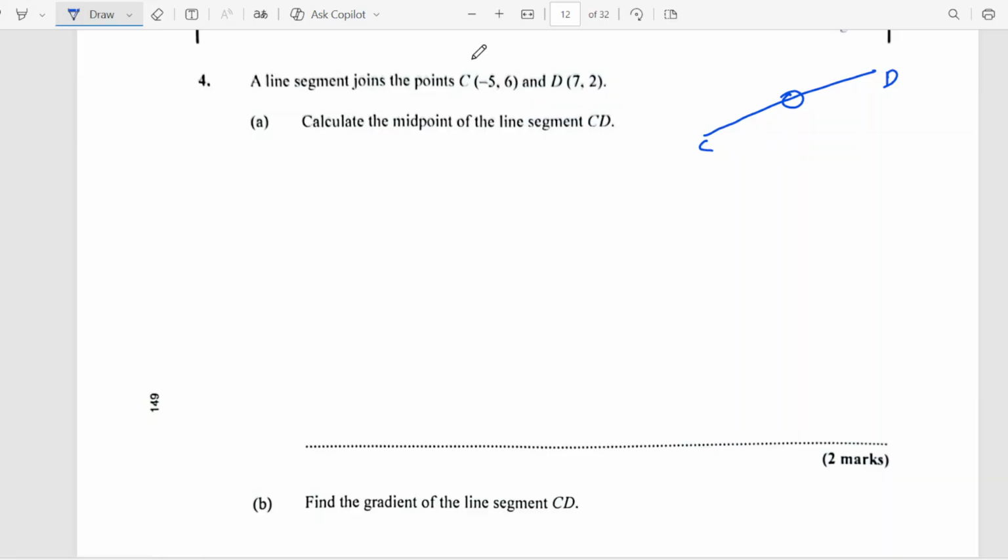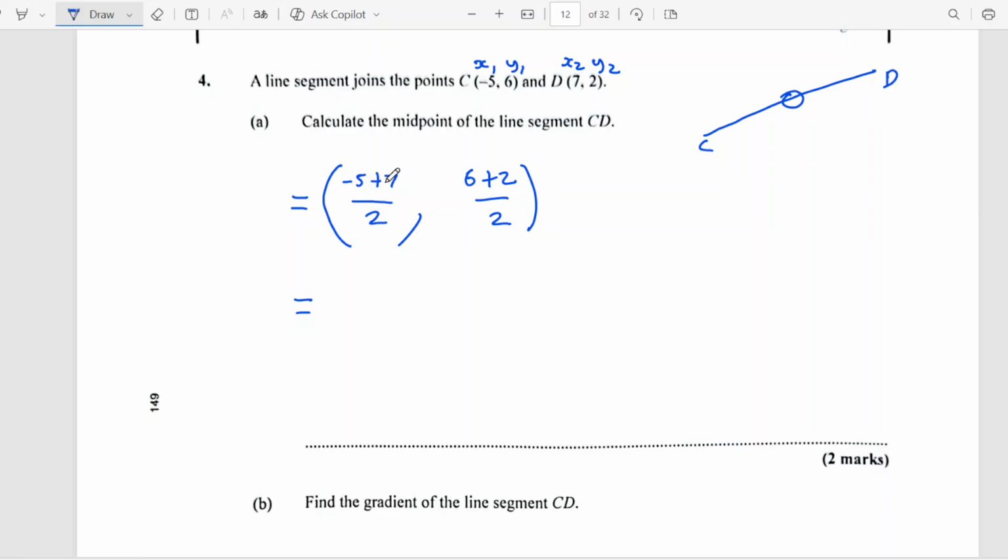So always name your points as you get them, right? X1, Y1, X2, Y2. Once you name them, you won't get confused when you remember the formula. So the midpoint is given by X1 plus X2, negative 5 plus 7 over 2. That is your X coordinate of the midpoint. And then your Y coordinate is Y1 plus Y2 over 2, 6 plus 2 over 2.